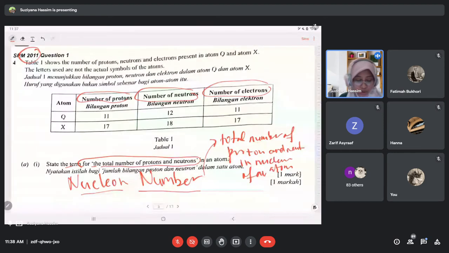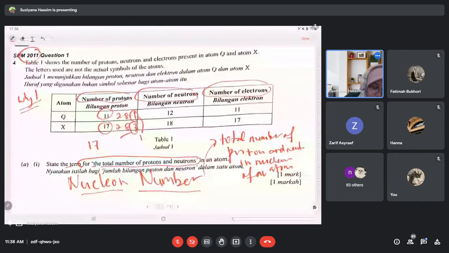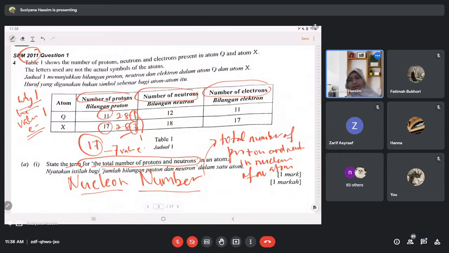From the proton number, we can write down the electron arrangement: 2.8.1, 2.8.7. Group 1, group 17. The SPM question asks Y group 1, valence electron is 1. Y group 17, the valence electron is 7. Okay, 7 valence electrons. That is the answer.